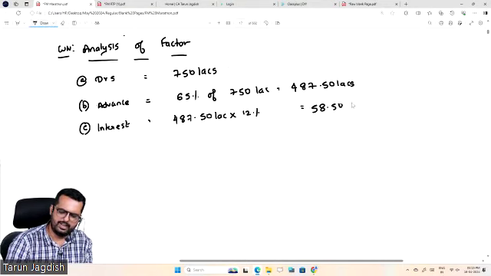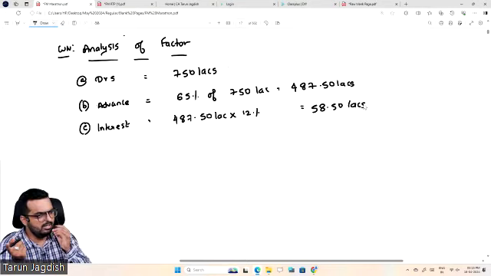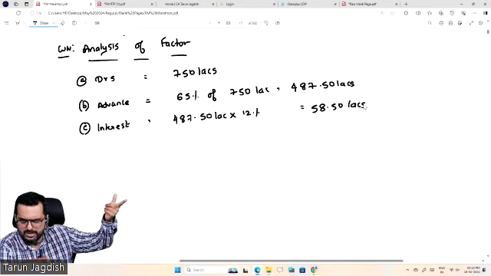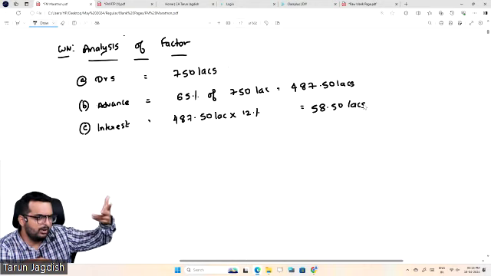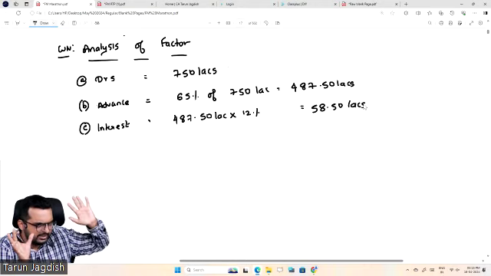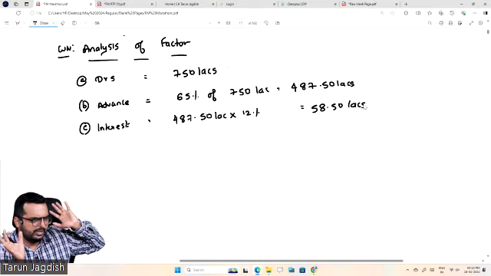Okay. 58.5 lakhs. You just don't do 3 by 12. Earlier, why did we do 3 by 12 in the earlier question? Because we were trying to find out the amount of advance to be given. Here, there are no such adjustments required. Directly, you will get 58.5.